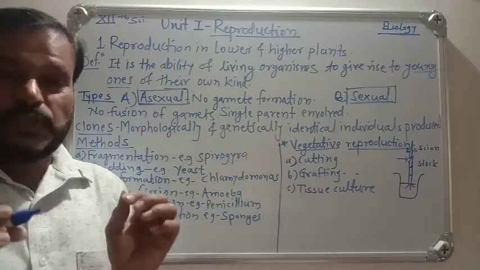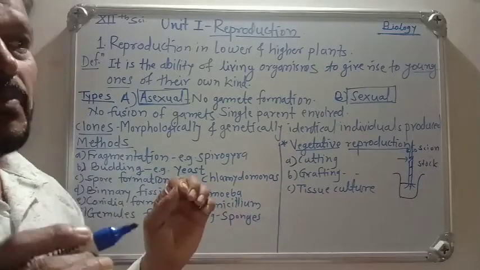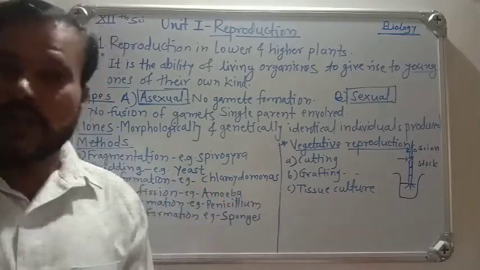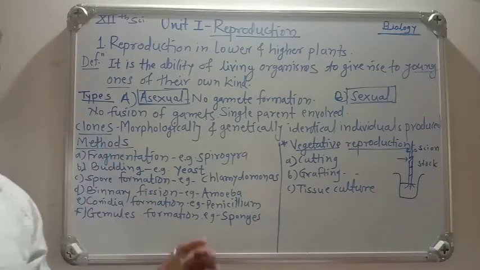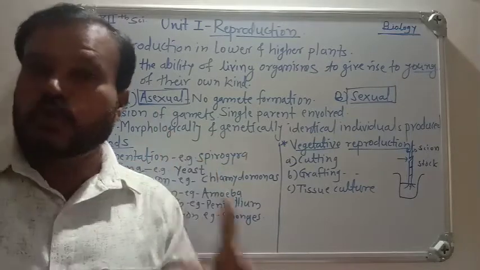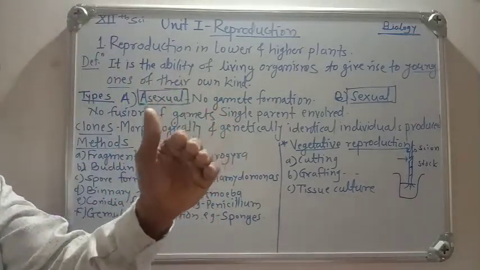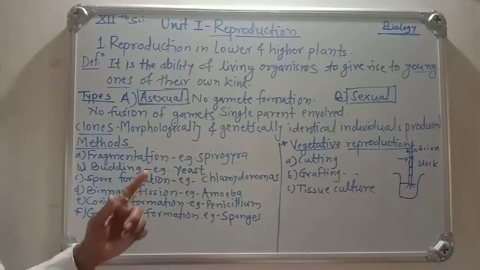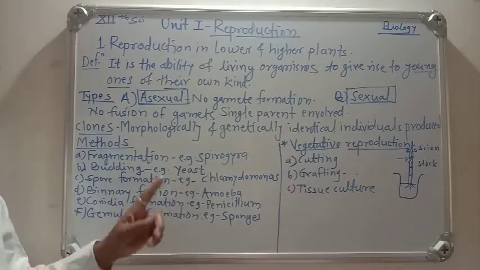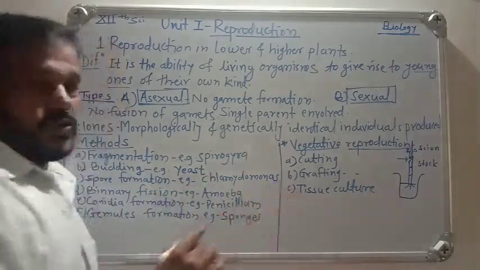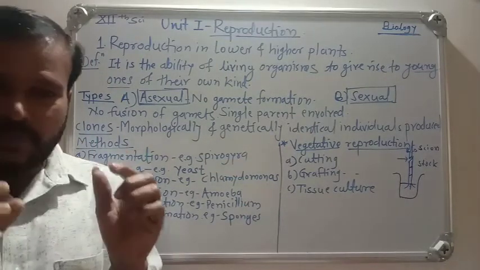In case of some unicellular organisms, for example some algae, fungi and some protozoans, there is a formation of flagellated motile spores, and these are called the zoospores. These zoospores migrate from one place to another, grow into a new individual, and form a new organism. That is called spore formation. Example, Chlamydomonas.